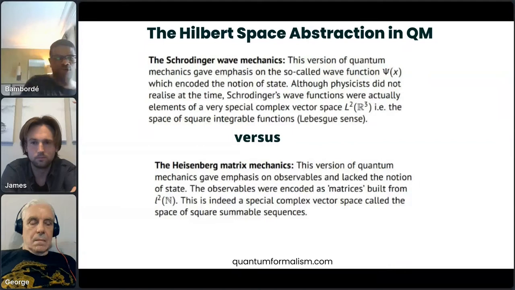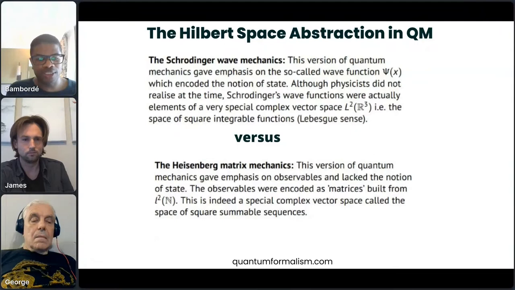And the other one is the Heisenberg mechanics picture, which lacked the notion of state, but was using the notion of observables. And these were encoded in what he called matrices. In our case, these are operators in this very special space called little L.